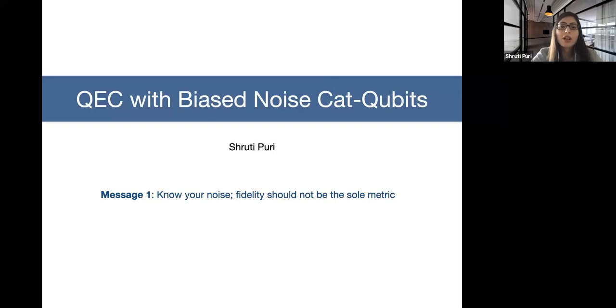Firstly, know your noise. Know the structure of the noise. People usually just quote fidelities. And I think that fidelities should not be the only metric to define how good your gates are. As you will see from this talk, the structure of the noise is equally important. For the same fidelity of the gate, if the structure of the noise is different, you can get better performances.